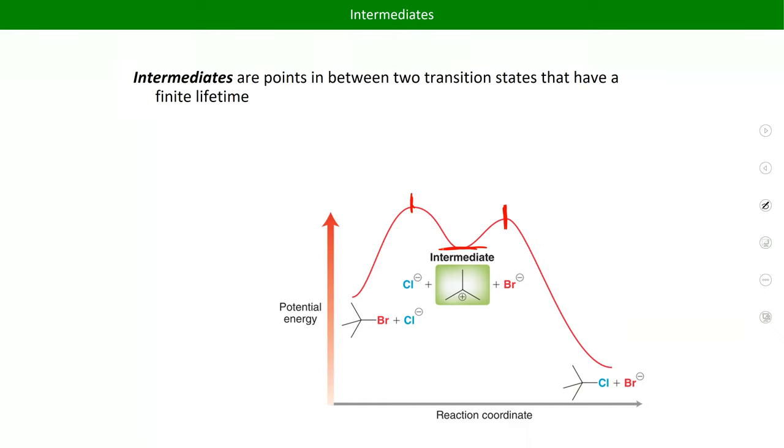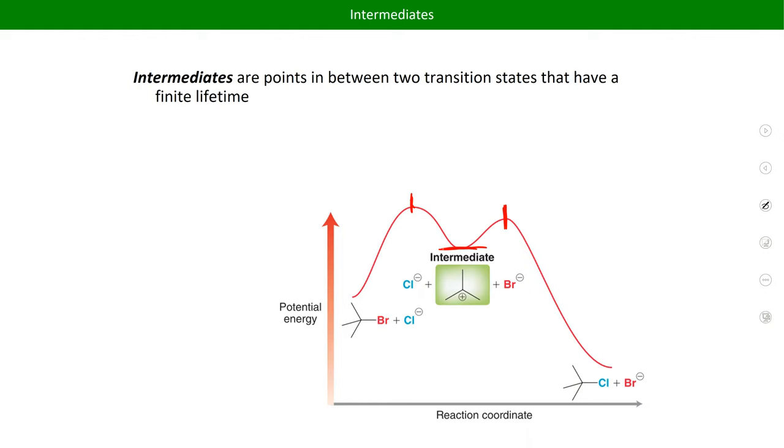To use our altitude analogy, if you're driving from Incline Village to Sacramento, and you start by going to Reno, you had to go up over a pass to get to Reno, and then you have to go up and over another pass to get to Sacramento, right? That makes Reno an intermediate, but the two passes are the transition states. Does that make sense? So two transition states and then one intermediate. In this particular version, we have two transition states and one intermediate.